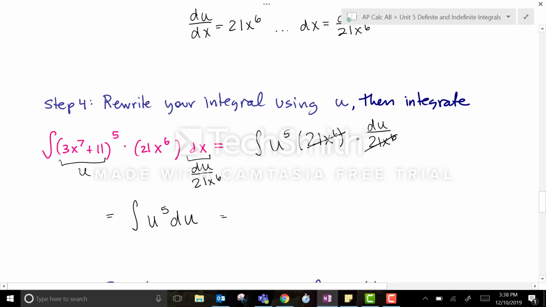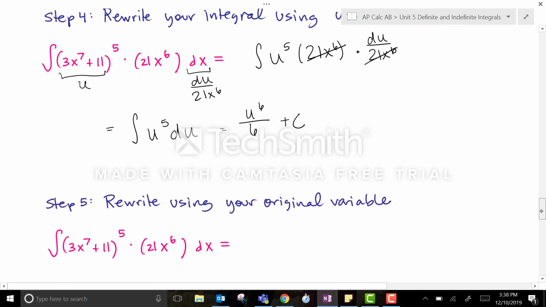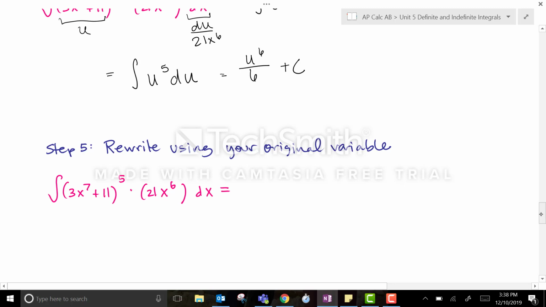I know that I'm going to do an n plus 1 on the exponent, and then I'm going to divide by n plus 1. In this scenario, n is 5, so I have u to the 5 plus 1, which is 6, divided by 5 plus 1, which is 6, plus c. Now remember, we always want to rewrite using our original variable, because our integration is with respect to x, not with respect to u. So I need to resubstitute that u at the very end. So my u value was 3x to the 7th plus 11. So I'm just resetting that: 3x to the 7 plus 11 to the 6th over 6 plus c.